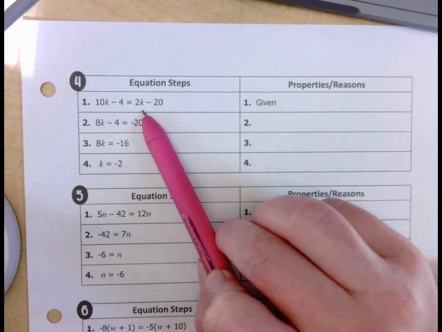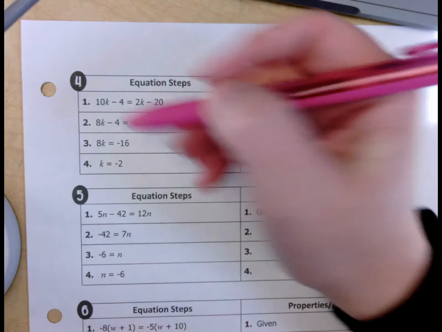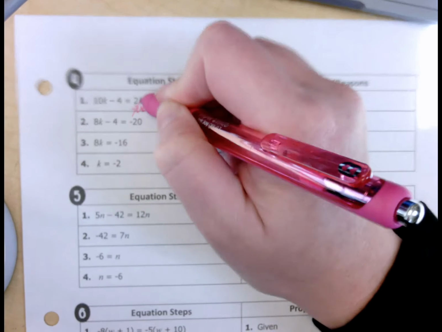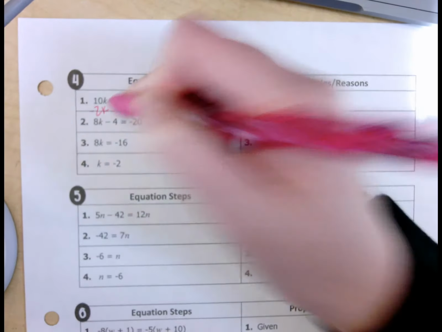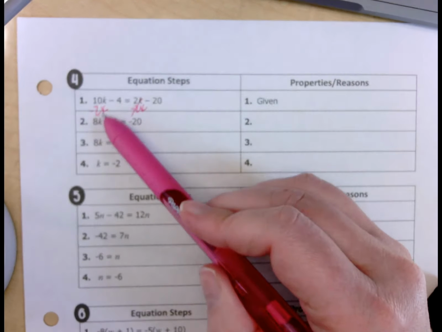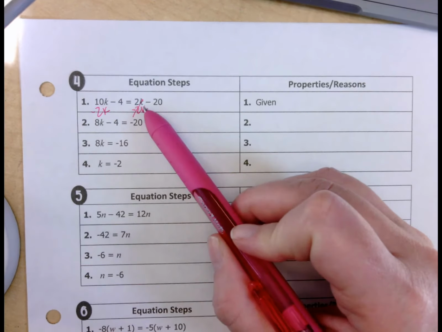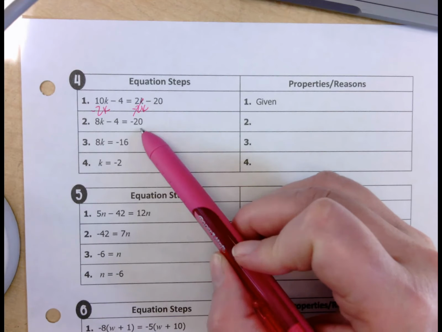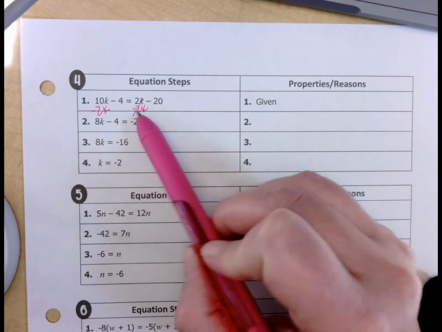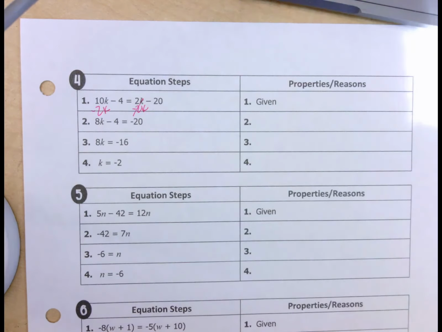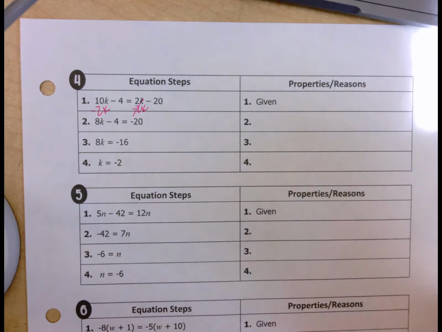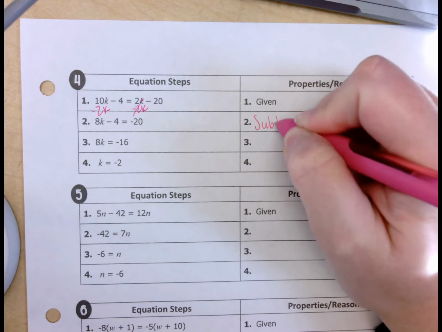So to move this 2k over here, I'm going to have to subtract it to get rid of it and subtract it from here. And when I do that, I'll be left with 8k over here and the negative 4. This 2k is gone because it's been moved, and we're left with negative 20. And so because I subtracted, again, this is going to be considered the subtraction property of equality.